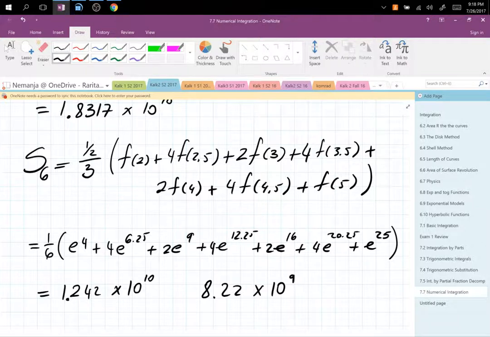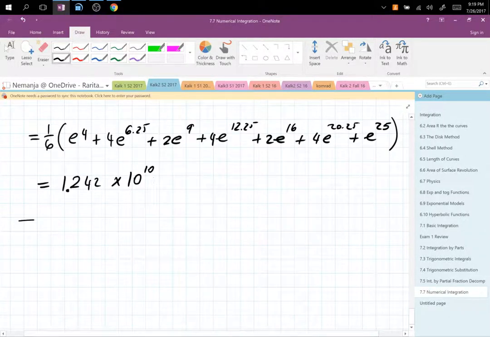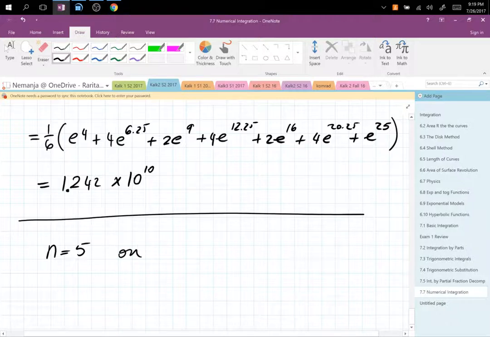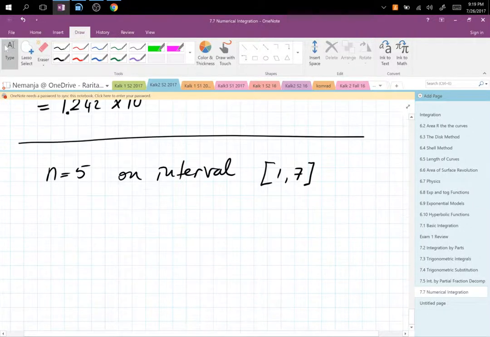Now 1.242. All right, so that's it. Now I'm going to erase this. I want to show one of the, let's say, annoying partitions. Say n equals 5 on the interval 1 to 7. That will be an annoying partition.